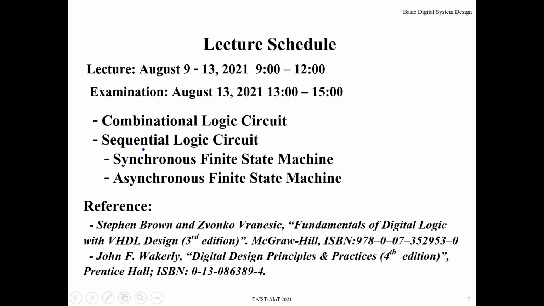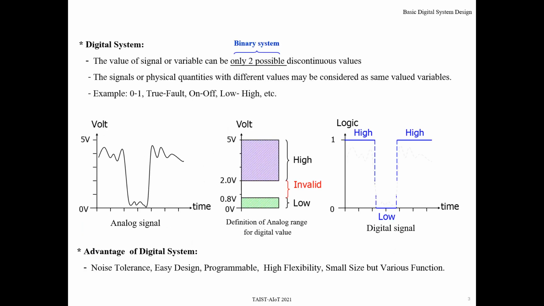For sequential logic circuits, we will study synchronous and asynchronous finite state machines. And the reference textbook is this one and this one. Okay, at first, for a digital system, the signal or variable in the system can have only two values, namely maybe 0 or 1, or low and high, or something like that.